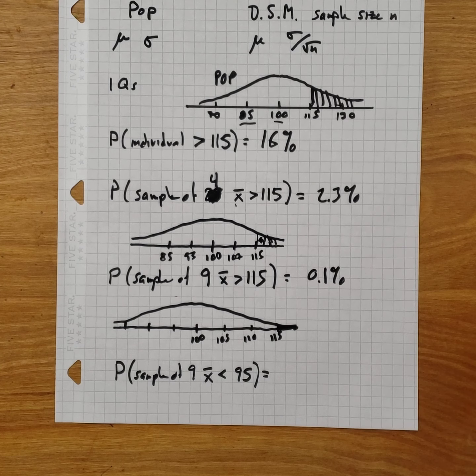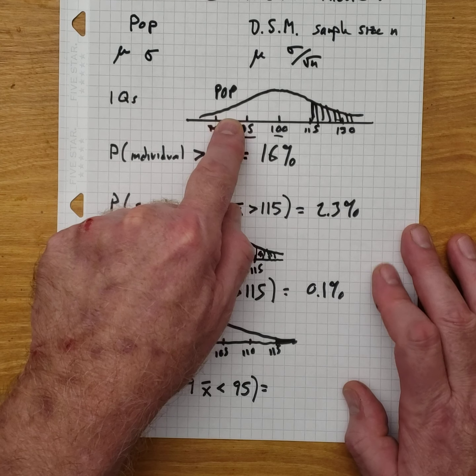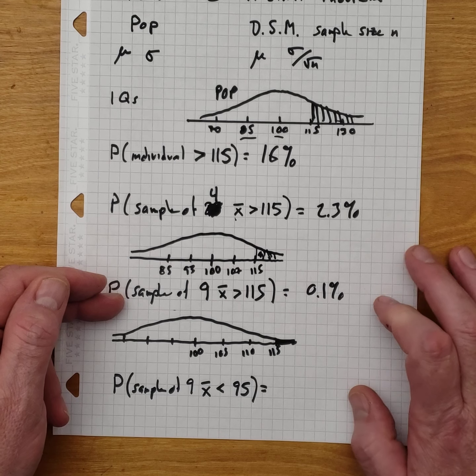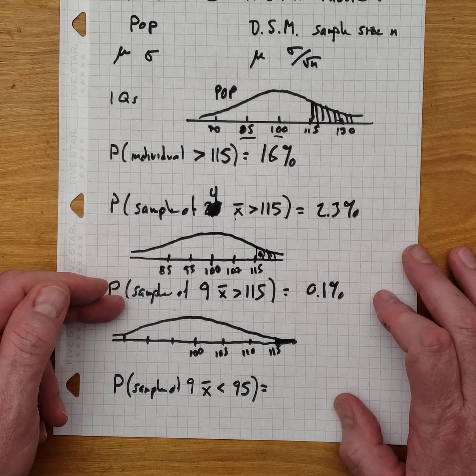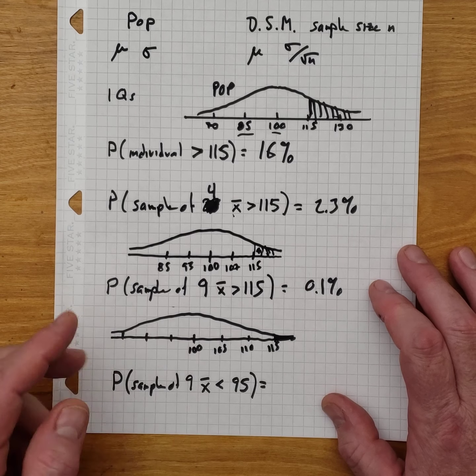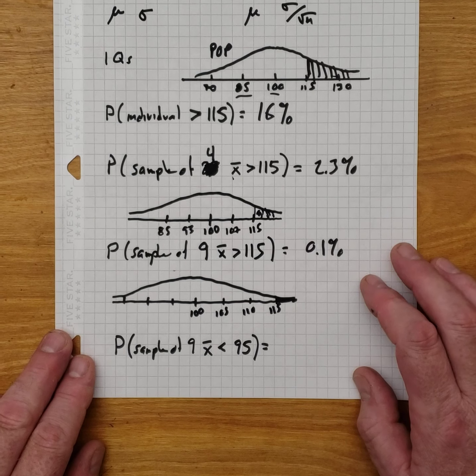Okay, that's the idea of the central limit theorem. We have been looking at the probability of an individual being a particular distance from the mean. Now we're looking at the probability of a sample having an average that far away. And for that, we have to use the distribution of sample means. The only thing that really changes is that standard deviation, and that drives our percentages way down.